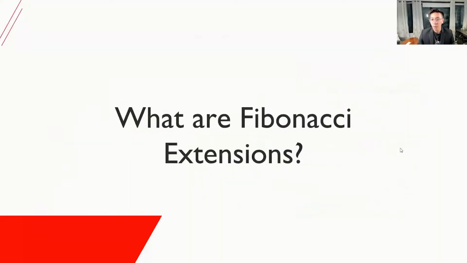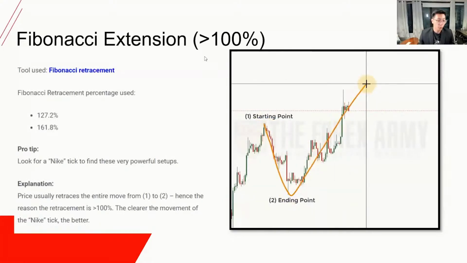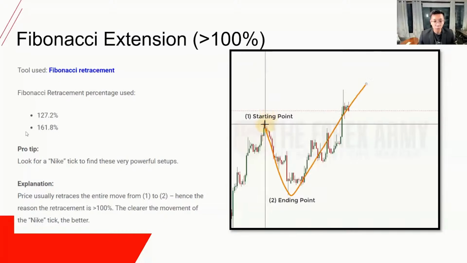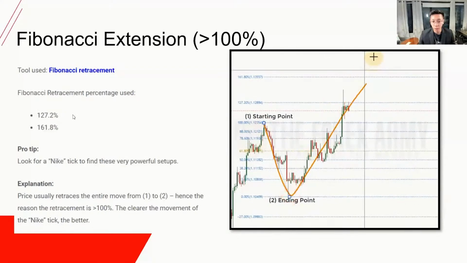So what are Fibo extensions? Fibo extensions are above the 100% level. The two that are used would be 127.2% and 161.8%.